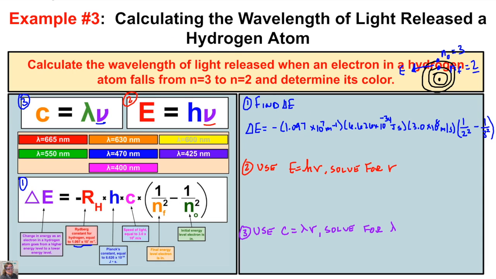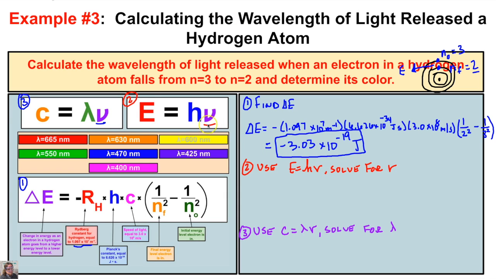And when we put this in our calculator, we're going to end up with -3.03 times 10 to the -19th joules. So this is going to be the change in energy as this electron goes from the third principal energy level to the second principal energy level.